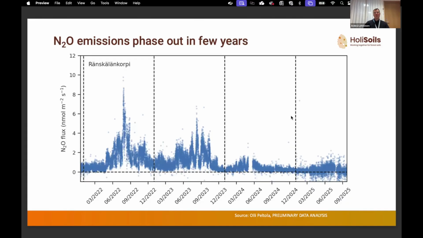This is N2O, and quite interestingly, after forest operation, we have quite significant emissions that are reduced in 23 and reduced quite a bit for 24, and now 25 were much smaller. So it seems that N2O in Ranskalankorpi is phasing out in a few years.